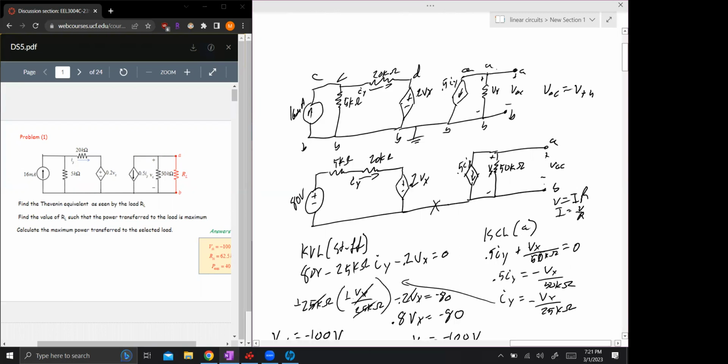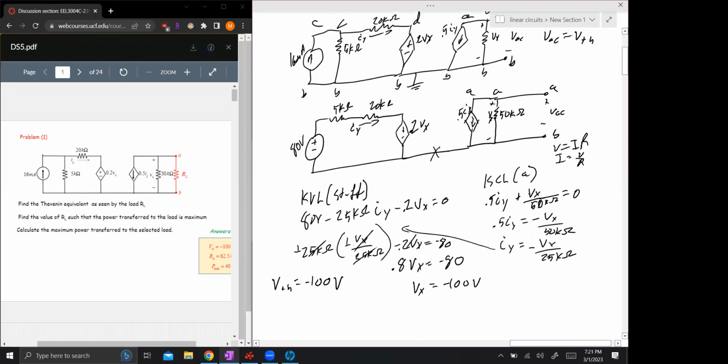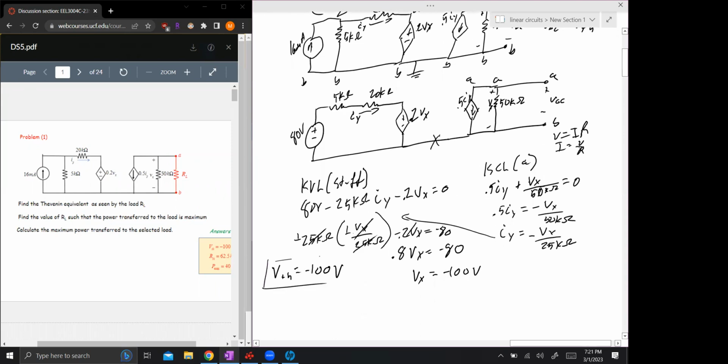This is the KCL on node A over here. So this is 0.5 coming out. And then I have 50 kilo ohms coming out here. This Vx over 50, this is the equation for current through the resistor because it's Ohm's law. And that's equal to 0. And then I just put it in terms of IY. Yeah, okay. Because then I substitute IY into the KVL equation. With that, we get negative 100 for the Thevenin voltage.